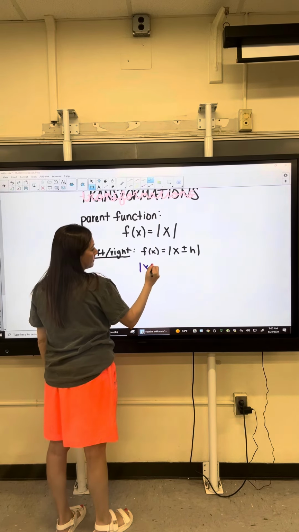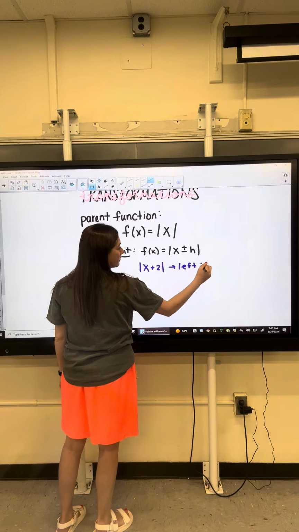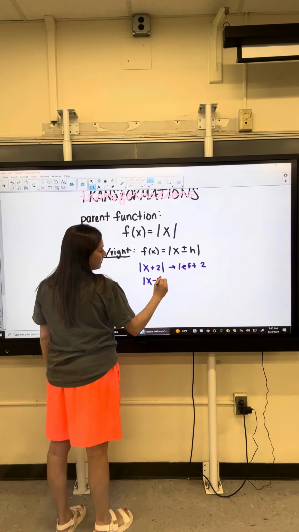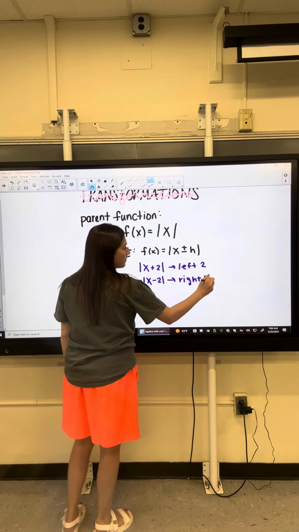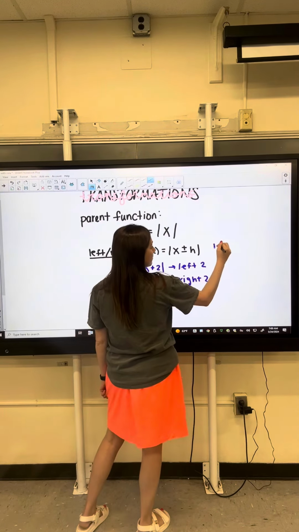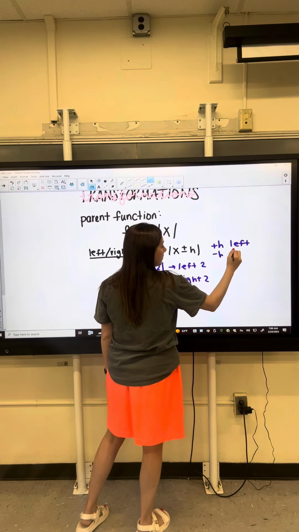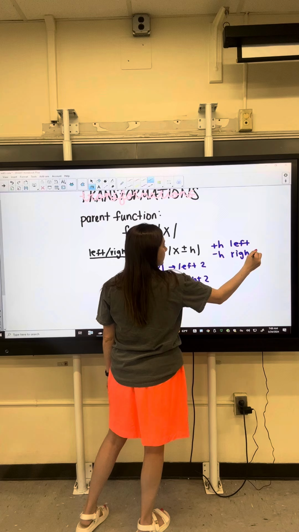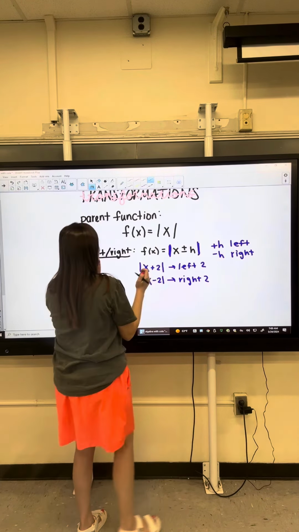So you see how I wrote absolute value of x plus or minus h? So say I have the absolute value of x plus 2. That's going to move left 2, and then if I have the absolute value of x minus 2, that's going to move to the right 2. So it's kind of opposite of what our brain wants to think. So if it's plus h inside the symbol, it could be absolute value, it could be bracket, it could be parentheses, we move left. If it's minus h, we move right.